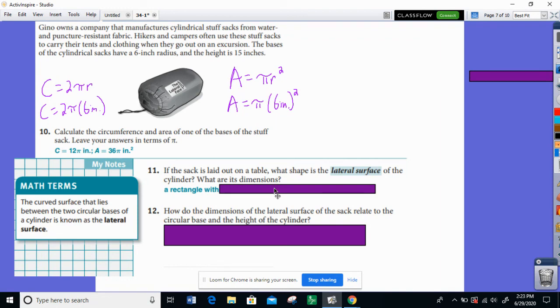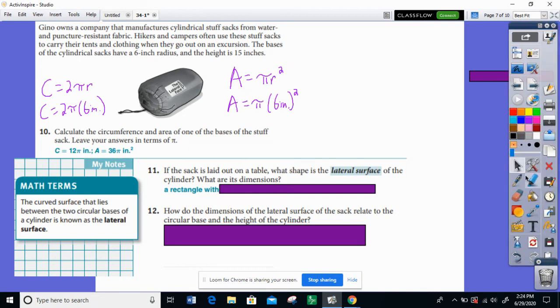An easy way to recognize this is if you take a roll of toilet paper and you unroll it exactly one time around the roll of toilet paper, the squares of toilet paper that you're left with are in the shape of a rectangle. And what would the dimensions of the rectangle be?